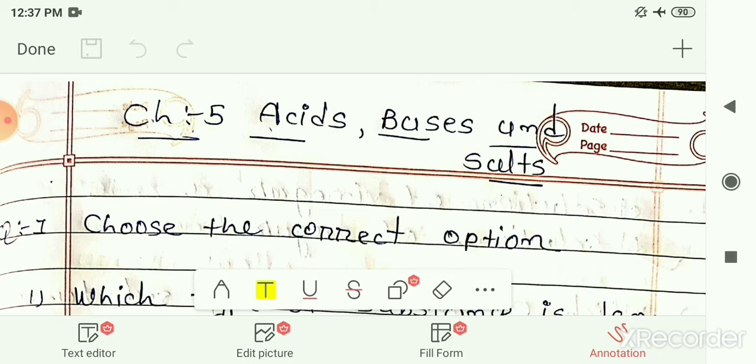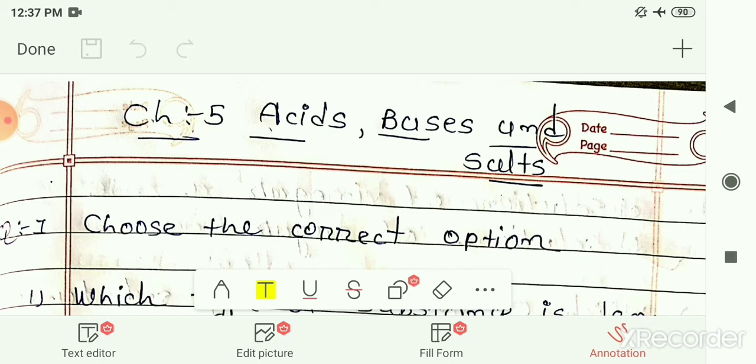Then after we had seen that bases are bitter to taste and feel soapy to touch and they change red litmus paper into blue color. Sodium hydroxide and potassium hydroxide are strong bases and these bases are used in the laboratories. Then after we had seen the neutralization reaction. Acid and base react to produce salt and water.